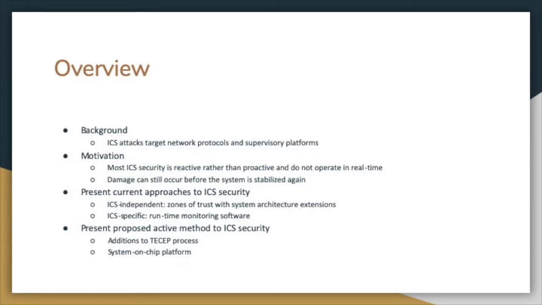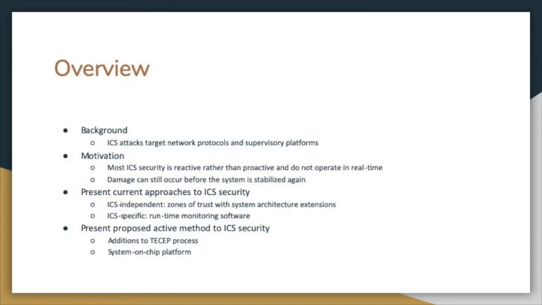Most industrial control system attacks focus on the exploits of network protocol and supervisory platforms to modify commands given to PLCs. The motivation for this paper is that most security measures involving industrial control systems are reactive rather than proactive, and they also don't operate in real time. This means that malicious software can still perform some damage to a system before security measures are applied in order to restabilize it.